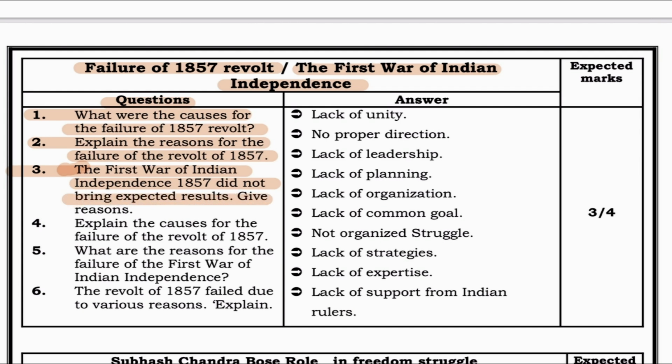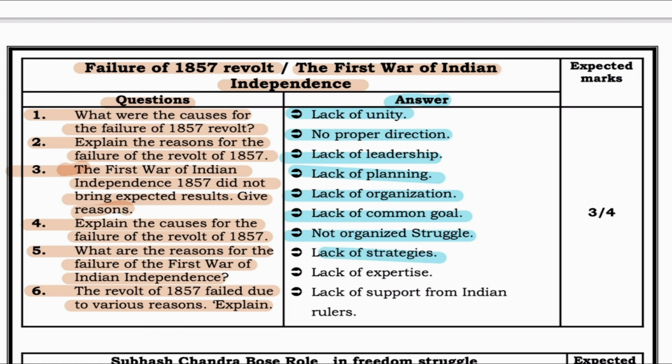Give reason. Explain the causes for the failure of the revolt of 1857. What are the reasons for the failure of the first war of Indian independence? The revolt of 1857 failed due to various reasons: lack of unity, no proper direction, lack of leadership, lack of planning, lack of organization, lack of common goals, not an organized struggle, lack of strategies, lack of expertise, lack of support from Indian rulers.